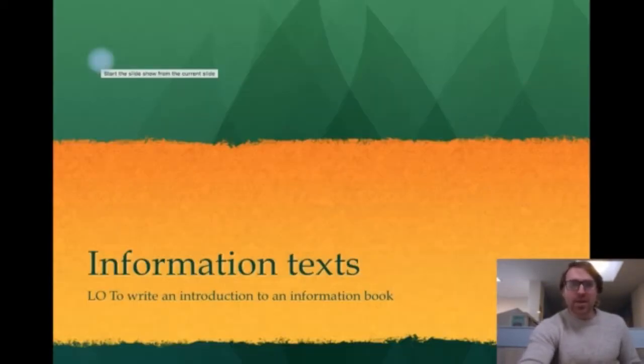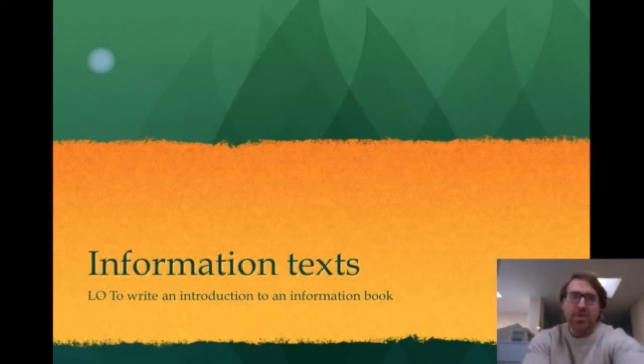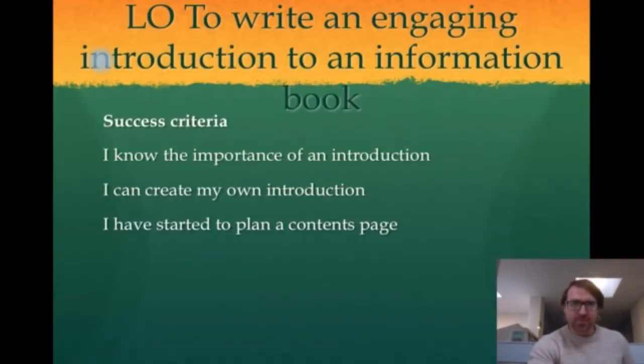So we're carrying on looking at information text, and today what we're going to do is write an introduction to an information book. So we're going to look at information books in a little bit more detail, but particularly looking at the introductions. So our learning objective today is to write an engaging introduction to an information book, and your success criteria is: I know the importance of an introduction, I can create my own introduction, and as a little bit extra, you're going to start to plan your contents page.